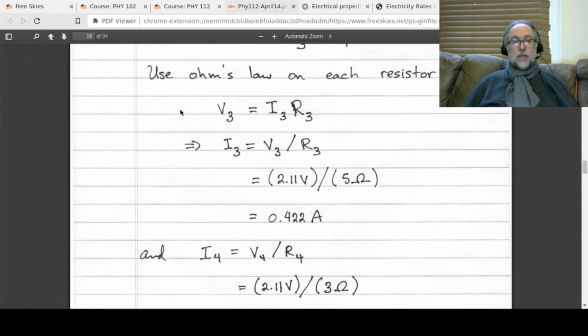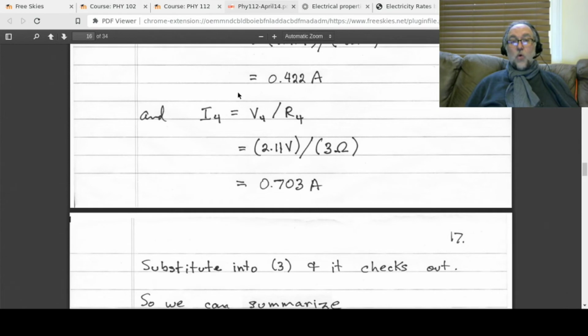So you use Ohm's law, V equals IR, and apply it to resistance 3. So V3 is equal to I3 times R3. Rearrange this because we're looking for the current through resistance 3. So I3 is equal to V3 over R3. The voltage across R3 is 2.11, the resistance is 5 ohms, divide, and you get 0.422 amps. So the current through R3 is 0.422 amps. You do the same thing for R4, so that I4 is equal to V4 over R4, and that gives you a current through R4 of 0.703 amps.